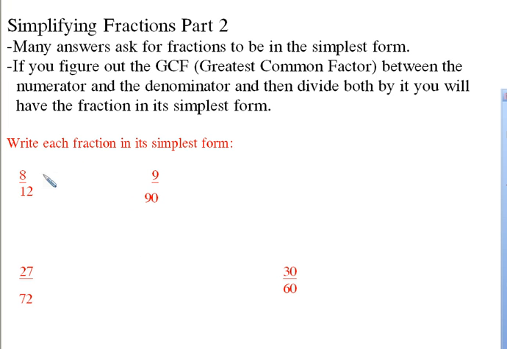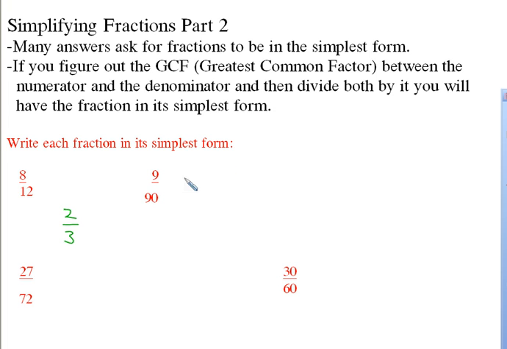And, well, 8 and 12. What goes into 8 and 12? Well, if we wanted to, we could figure it out by doing prime factorization. Or if we know our multiplication tables, again, pretty easy. Divide both by 4, and you've got 2 over 3.